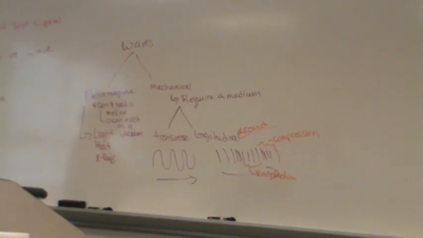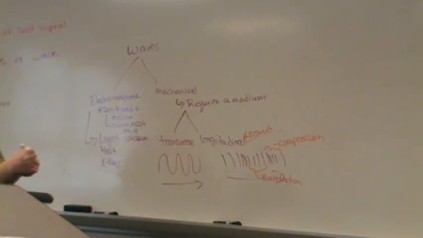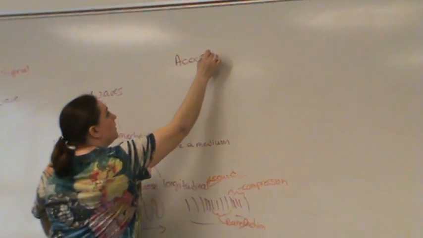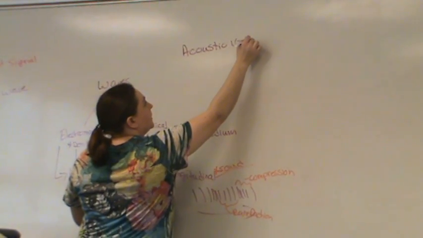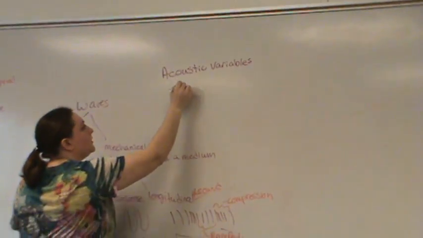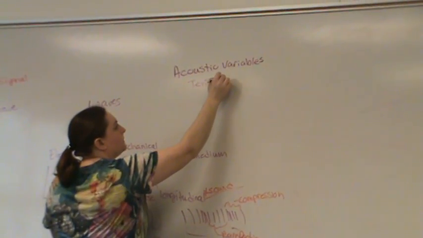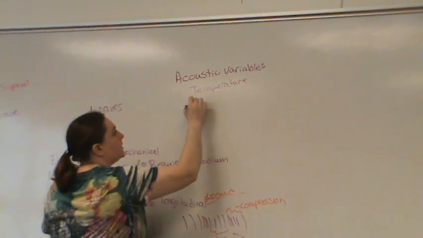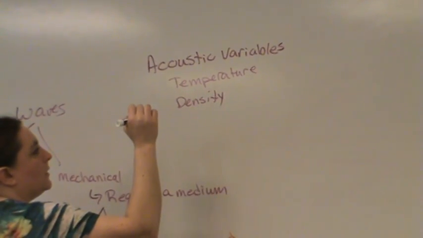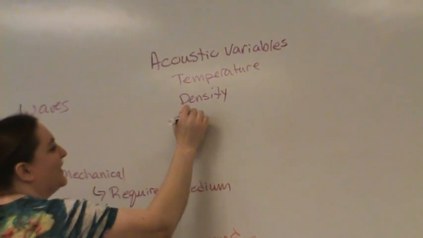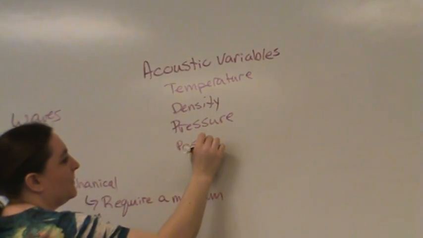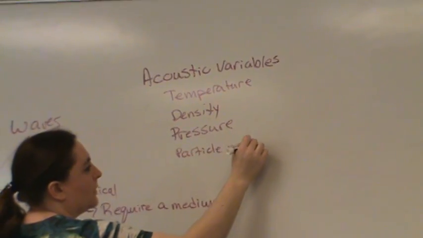And remember we had those things called acoustic variables? Remember, acoustic variables were temperature, density, pressure. Think of that one. Part of the motion. Or distance.